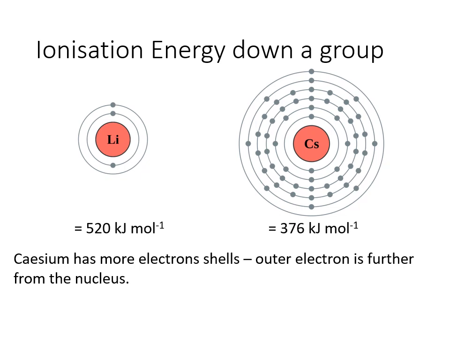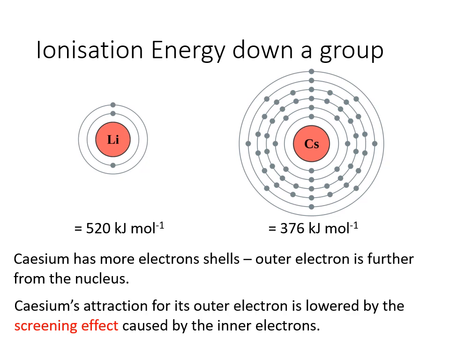But there is a second reason, and that is the role that the inner electrons play in cesium. These inner electrons are negative as well, and they are screening the outer electron from the nucleus. So all the inner electrons are blocking the attractive force of the nucleus on that outer electron. We refer to that as the screening effect. And these 2 combined lead to the ionization energy decreasing as you go down the group.